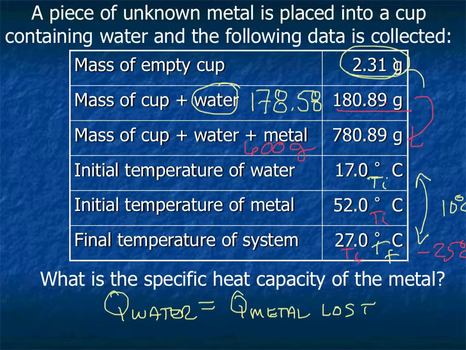Okay, so now we have all our ingredients that we need to solve the equation. We have our metal mass, we have our water mass, we have the delta T for our water, we have our delta T for our metal, and the other thing we need is the specific heat of the water, and we do know that already. That's going to be 4.184. That's a given. And the thing we're looking for is the heat capacity of the metal. So I'll solve it on the other page next door.